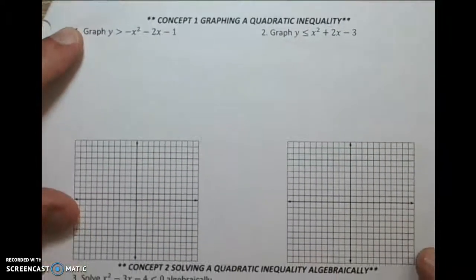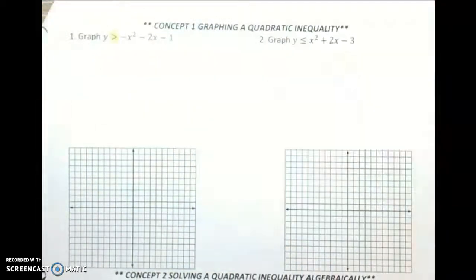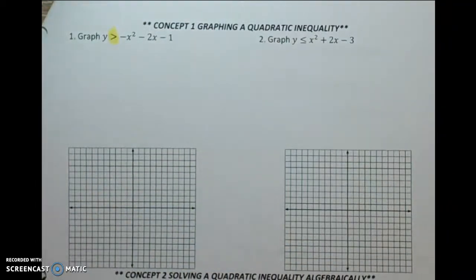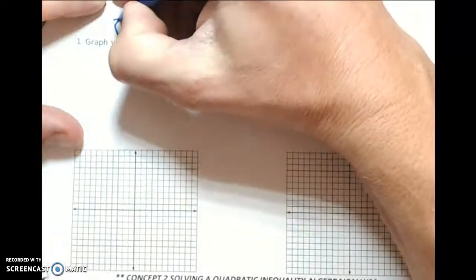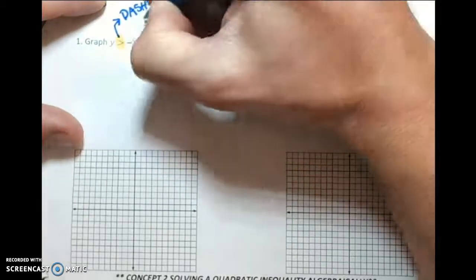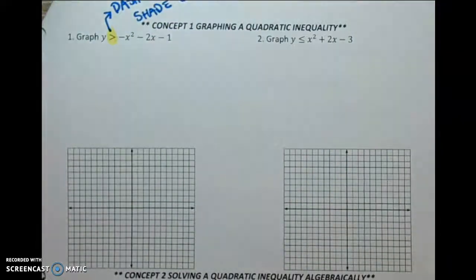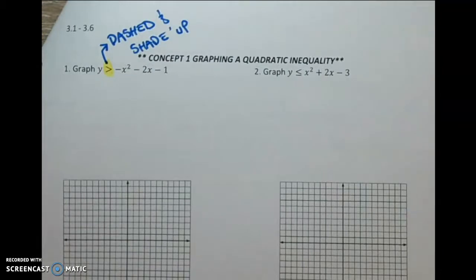Concept number 1, graphing a quadratic inequality. I'm going to start right here at the sign, because that's really the biggest thing here. Looking at that sign right there, greater than. What does greater than tell me? It tells me it is dashed, and I shade up. Those two things, that is it. That is basically what I need to know there. Now I'm just going to graph as if it was an equal sign. Okay, so here we go.